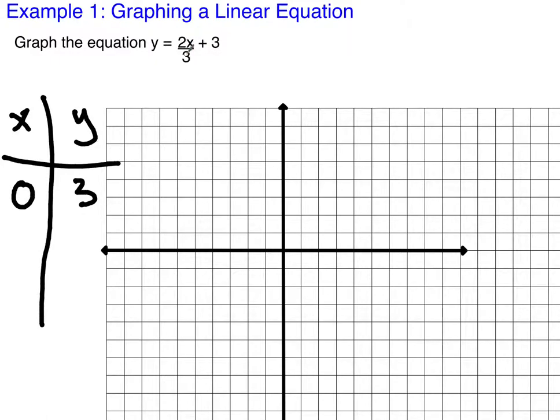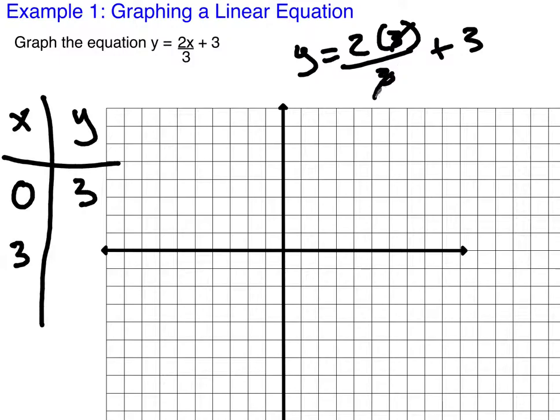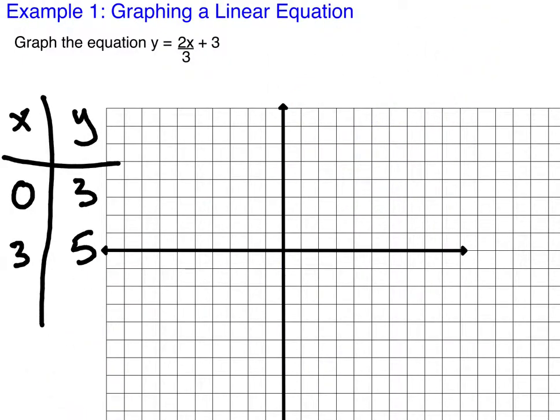Now I could pick like 1 for x, but then that would give me a fraction. I would get 2 over 3, and I don't like fractions. So I want something that's going to cancel out and give me something that isn't a fraction. So I need something that makes this 3 go away. So I'm actually going to pick 3 for x, because now I do 2 times 3 over 3 plus 3. The 3's cancel, and I get y equals 2 plus 3, which is 5. Okay, now I have two different ordered pairs, an x value and a y value for each. Now I can graph a line. All you need is 2.